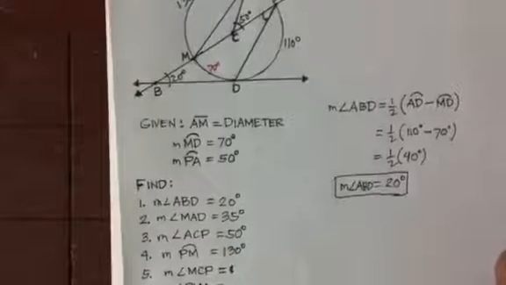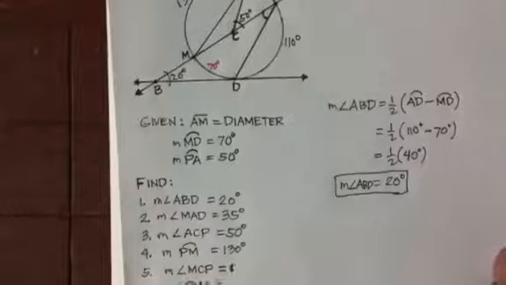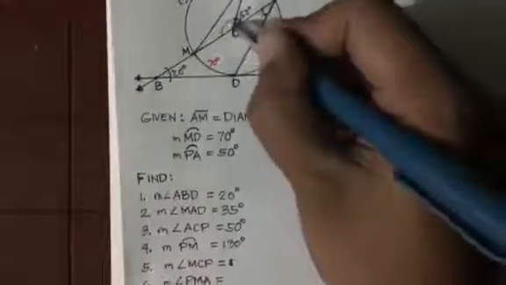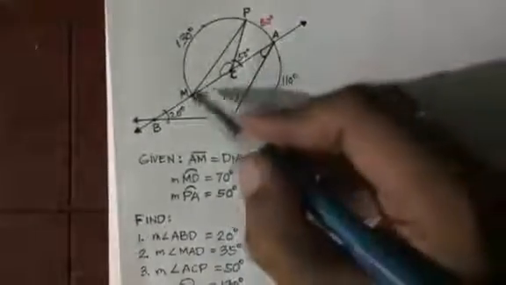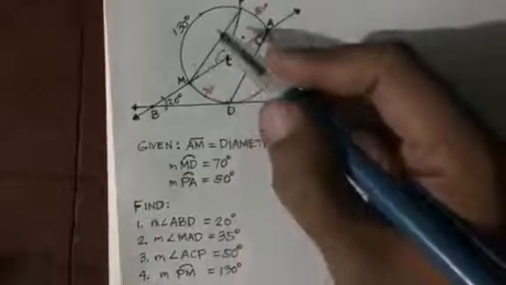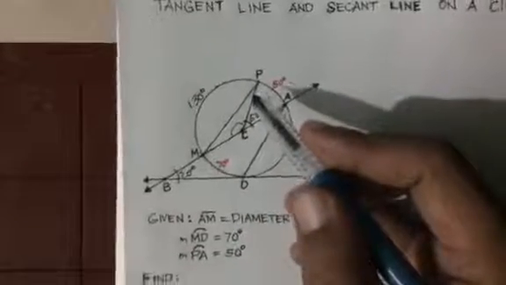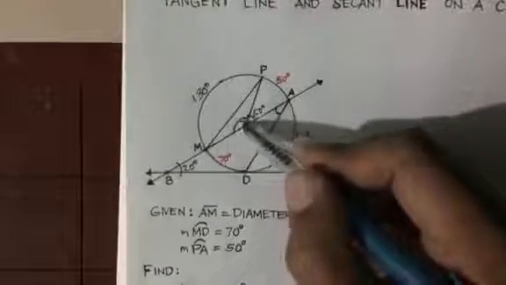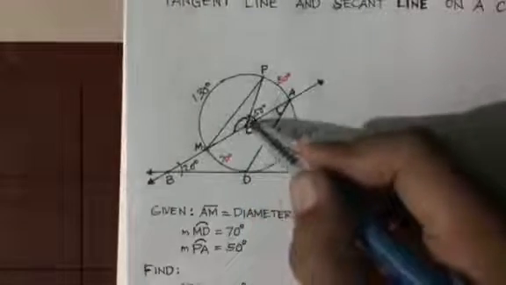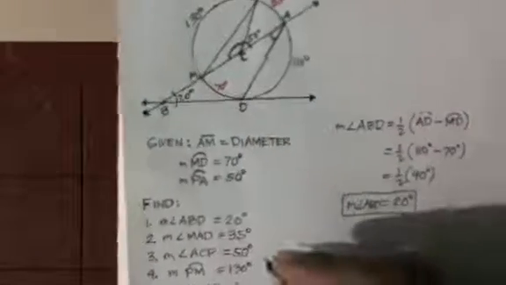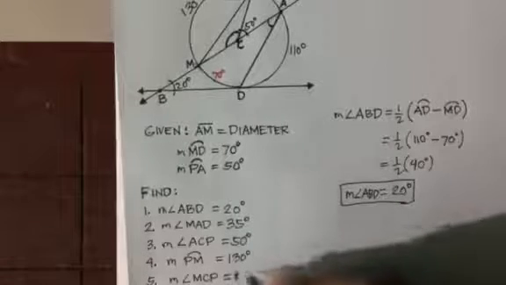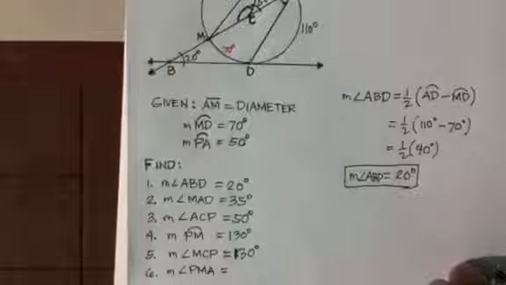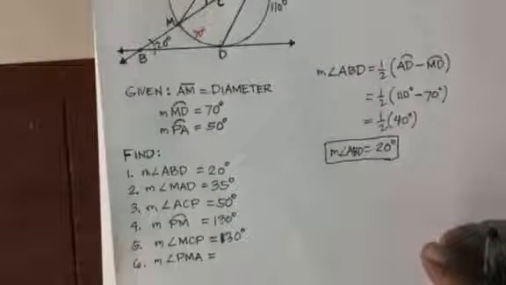Then number 5, the measure of angle MCP. Since the measure of arc MP, or PM, is 130 degrees, the measure of angle MCP is also 130 degrees. The measure of the arc gives the measure of the central angle inside. So the measure of angle MCP is 130 degrees.